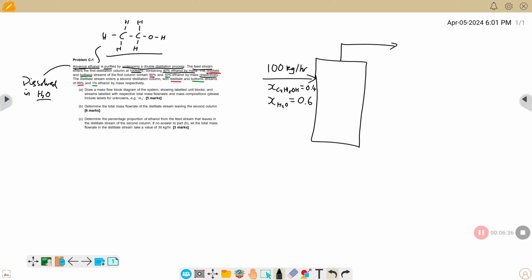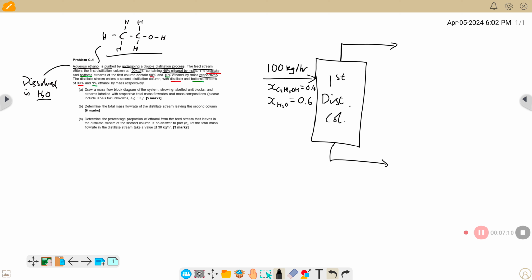The distillate stream, which you typically draw at the top, and the bottom stream, which you typically draw at the bottom. And we can see that in this second sentence here, the feed stream enters the first distillation column at 100 kilos an hour. We've already got that. The second sentence says the distillate streams and bottom streams with the first column. Let's call this first distillation column.